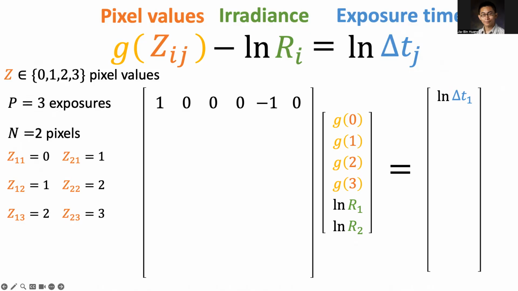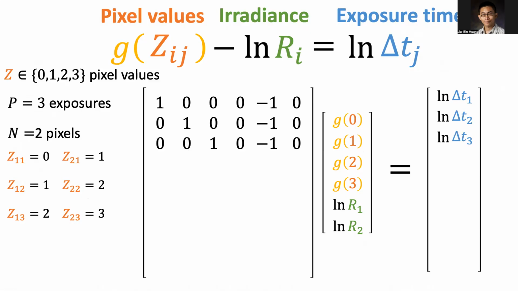The first pixel but the second exposure will look like this. You can see that the intensity is 1, therefore it is G1, minus log R1, equals this term. Then you do this for the third exposure, and it looks like this. Now you have G2 minus log R1 equal to this term. So you just repeat the same thing.